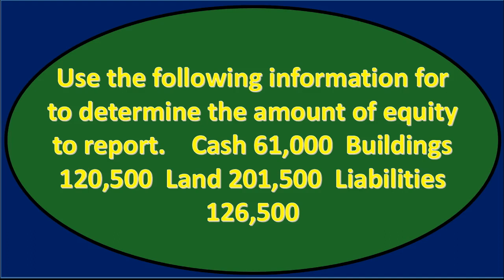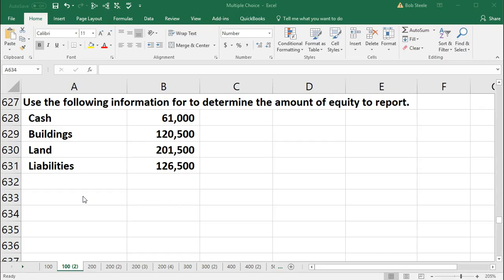First question. Use the following information for determining the amount of equity to report. Cash, $61,000, building, $120,500, land, $201,500, and liabilities of $126,500. We will start off with the accounting equation of assets equaling liabilities plus the equity. We'll put the numbers in there.